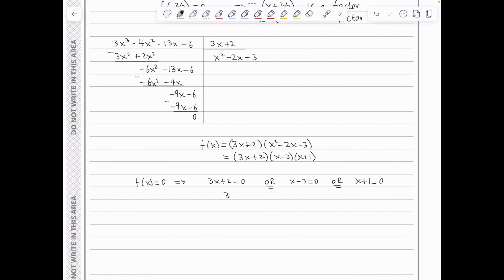So we're looking at 3x is negative 2. So x is negative 2 over 3, which is the solution we were given by the question at the beginning, or x is 3, or x is negative 1. And therefore we conclude that the other 2 points of intersection are at x is 3 and the second one at x being negative 1.